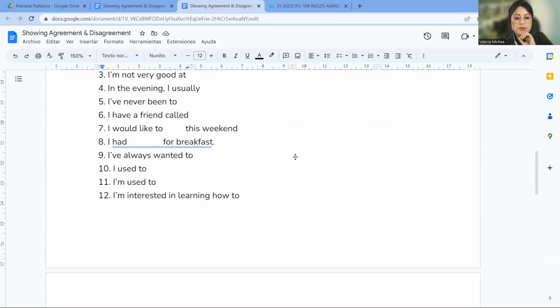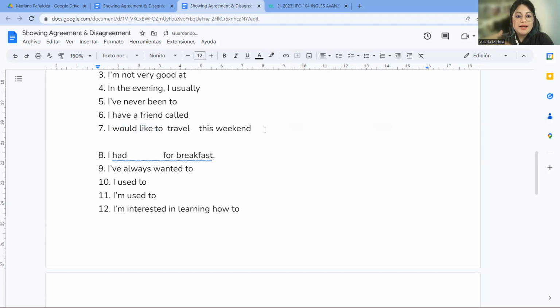I heard a few people using this correctly, but I didn't have the chance to check on all of you. In the case of this one, for example, I would like to travel this weekend. And if another person agrees with me, the other person would say, so would I. All right, so remember that when you have modal verbs, you have to use the modal verb in your answer. I would like to travel this weekend, so would I.